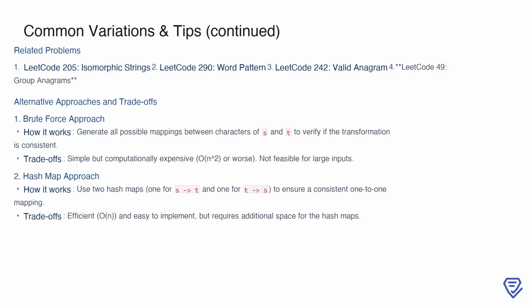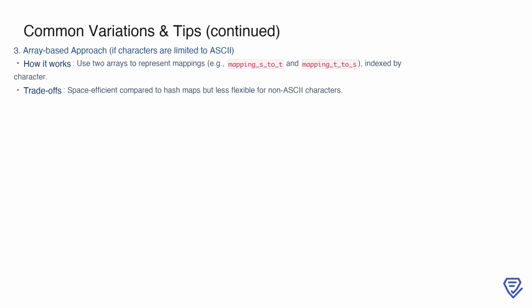However, it does require additional space for the hash maps, which may not always be ideal depending on the constraints of the problem. Another alternative is the array-based approach, which is particularly effective if the characters are limited to ASCII. In this method, two arrays are used to represent the mappings, for example, one array for mapping characters from the first string to the second, and another for the reverse mapping. The indices of these arrays correspond to the ASCII values of the characters, making the approach both simple and efficient.